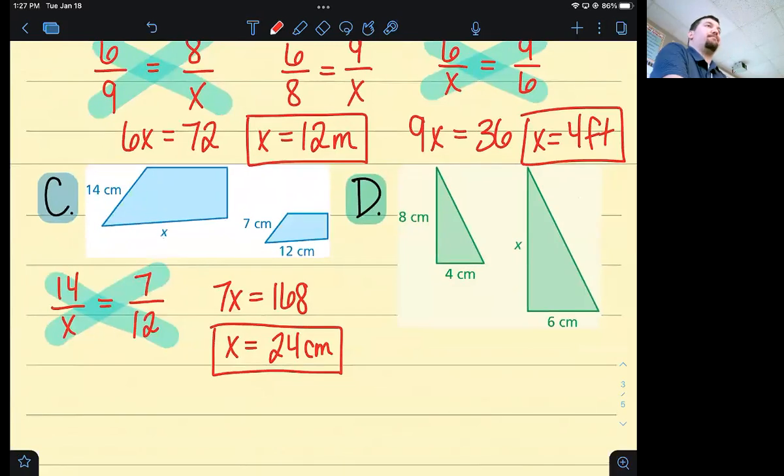So a lot of proportions on today's work paper, which means I want to see your proportions. I want you to write your proportion down, and then I want you to cross multiply it and then label your answer when you're done. Okay, final one here.